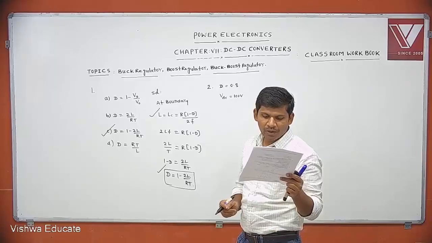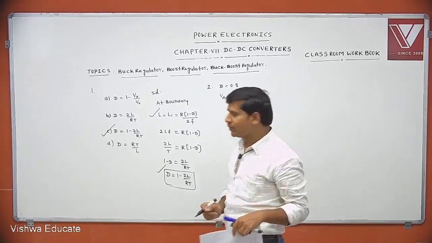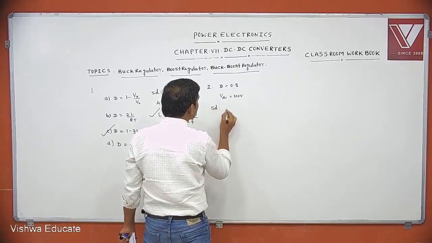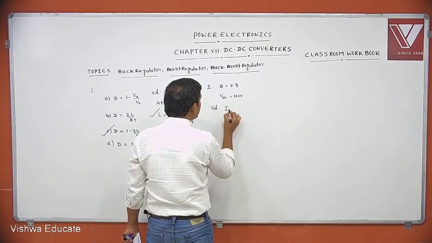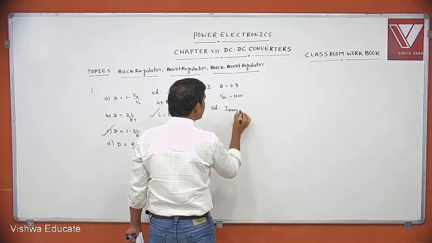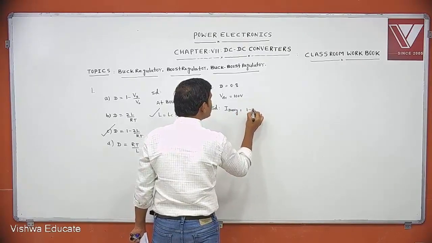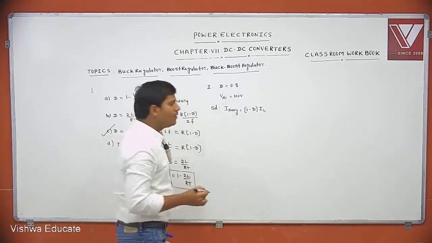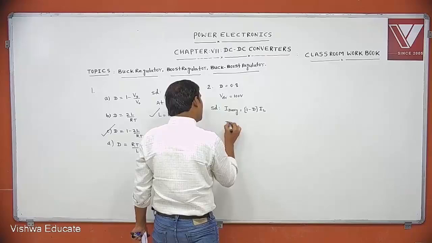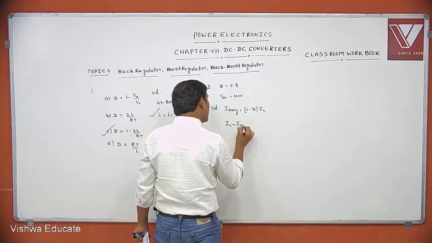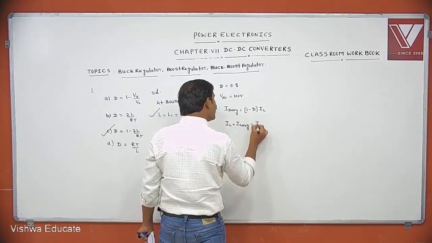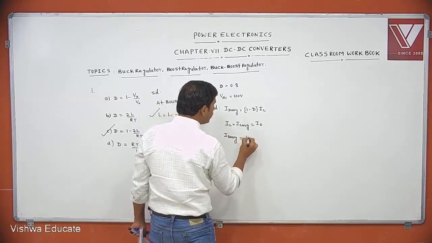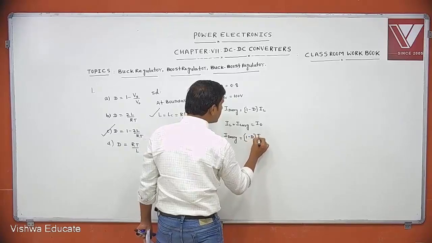In a step down chopper or buck regulator, you want to find the average current through the diode. ID average equals 1 minus D into IL. This formula you know. But here in the step down chopper, IL is nothing but IL average, and IL average is equal to I naught. Therefore, ID average equals 1 minus D into I naught.